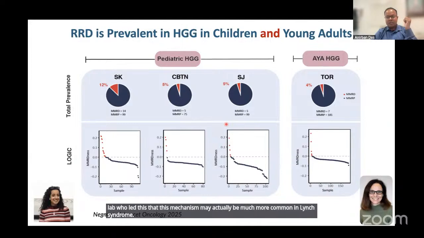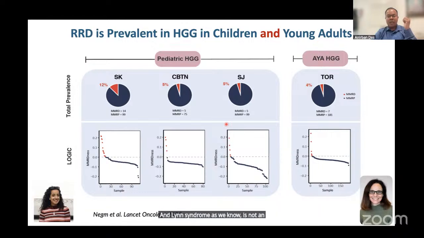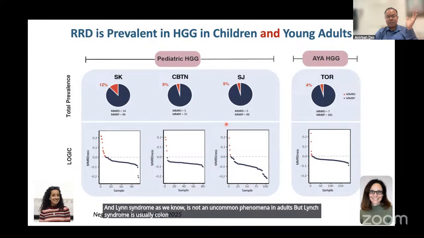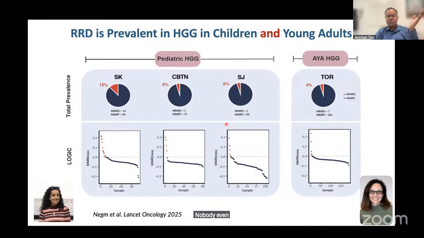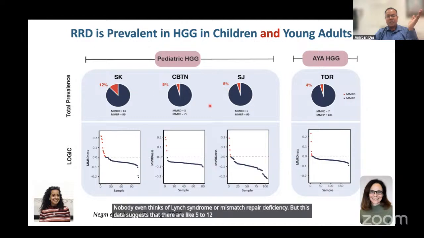And Lynch syndrome, as we know, is not an uncommon phenomenon in adults, but Lynch syndrome is usually colon cancers and endometrial cancers in adults. And usually when children and young adults develop glioblastoma, nobody even thinks of Lynch syndrome or mismatch repair deficiency. But this data suggests that there are like 5 to 12% of these patients that can present with this biological mechanism.